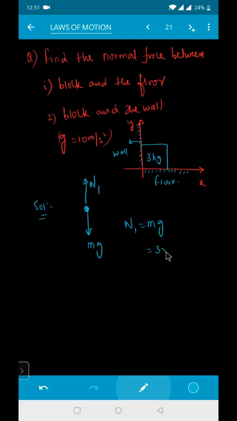Mass is how many kgs? 3 kgs. G value is 10. So N1 will be equal to how much for me? 30 newtons. Isn't it? Between this block and the floor, this is the only surface where they are in contact. Whatever force is exerted by the block on the floor, the floor will also exert an equal and opposite force on it. So N1 is equal to M into G. This is the FBD for the block. Clear?